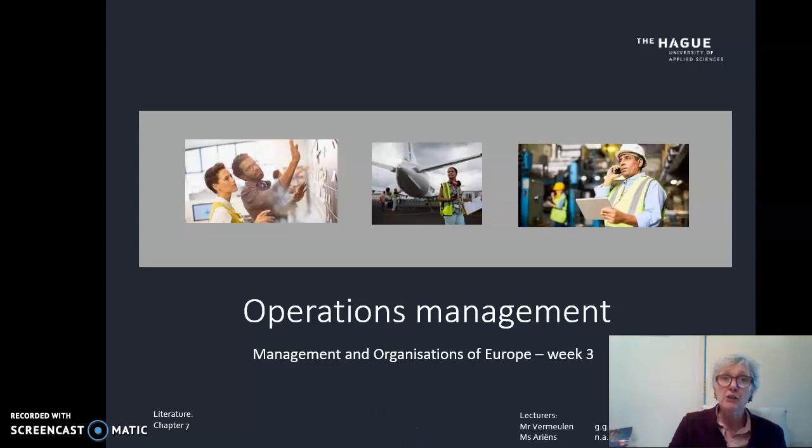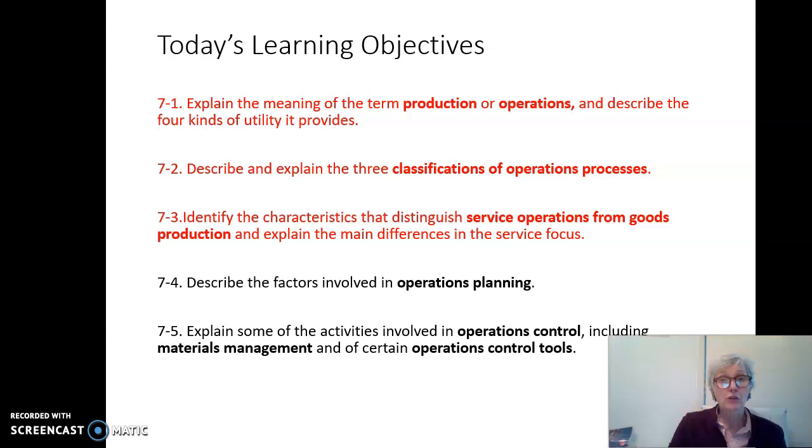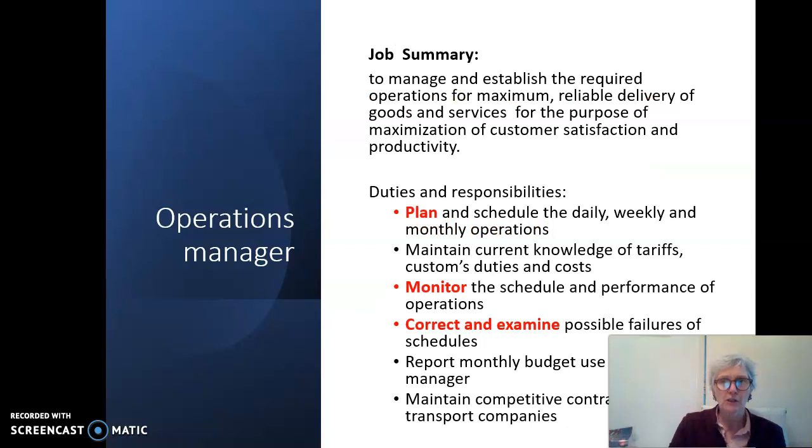Welcome to Management of Organizations, Chapter 7, Operations Management. This chapter is about producing goods and/or services, how we can classify the operation processes and make a distinction between service operations from goods production. But first, let's have a look at an operations manager.